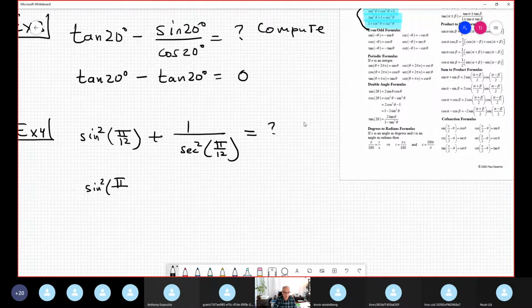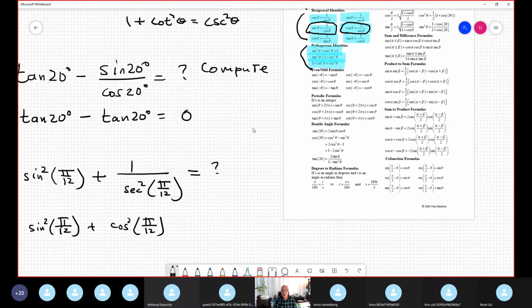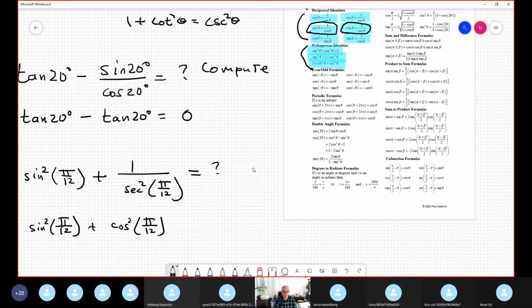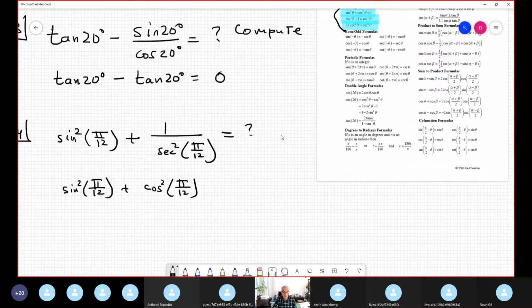squared pi over 12. Just bring down. Plus, this is cosine squared pi over 12, because I know that the reciprocal of secant is cosine. Of course, the square stays the same. And according to the Pythagorean identity, sine squared plus cosine squared of the same angle is equal to 1. So basically, for solving this problem, you apply two identities: the reciprocal of secant is cosine, and sine squared plus cosine squared is equal to 1.